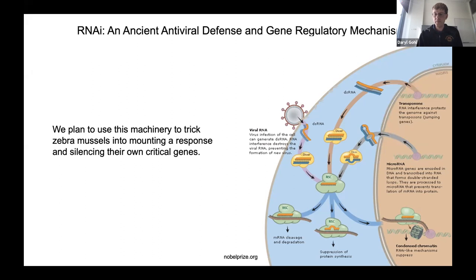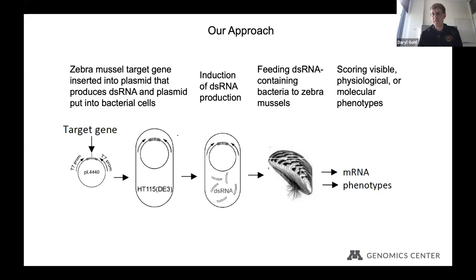So just to make this a little more concrete, this is the actual approach that we take to make and deliver these RNA interference constructs. So first we take a target gene from zebra mussels, or a piece of a target gene, and we insert it into a small circular DNA sequence called a plasmid. And that plasmid is then inserted into a bacteria that can express a double-stranded version of the target gene at very high levels. So we can induce double-stranded RNA production in this bacteria, and then we can feed these bacteria to zebra mussels.